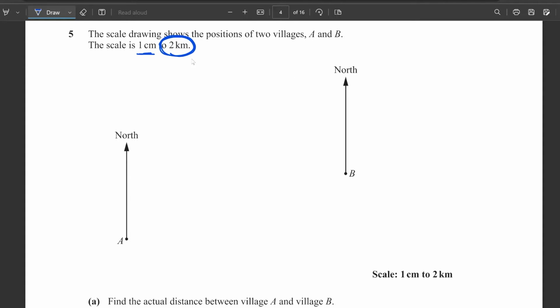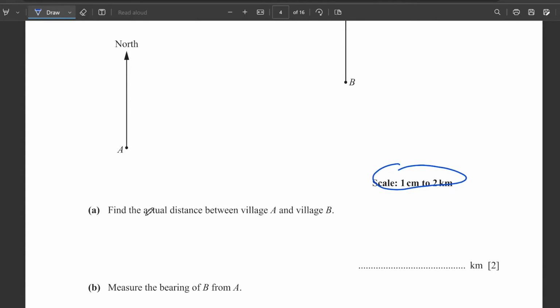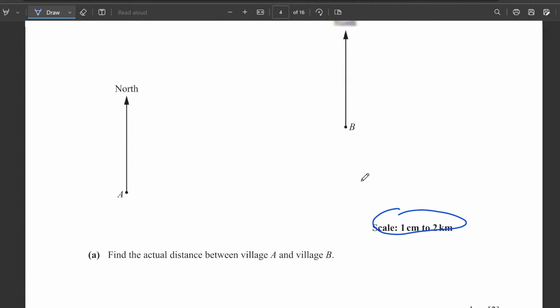You see, when you have maps, this is always done because they can't give you the entire measurements on a page. We don't have that big of a page. So they will always give you a scale that a certain number of centimeters on this page represents this many kilometers in actual life, in real life. So here 1 centimeter represents 2 kilometers. Find the actual distance between villages A and B.